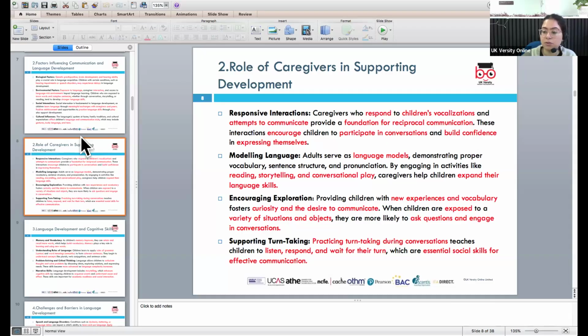They want to learn new words about what things are around them. That also helps them develop vocabulary and language. So everything's very indirectly connected to each other. And then supporting turn taking.